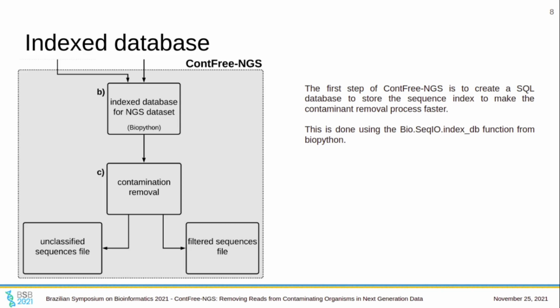So with the taxonomic classification file in hand, the first step of ContFree-NGS is to create a SQL database to store the sequence index to make the contaminant removal process faster. And this is done using the SeqIO.index_db function from BioPython. ContFree-NGS was the first software that I developed. So in this step, I tested various ways to do this process faster.